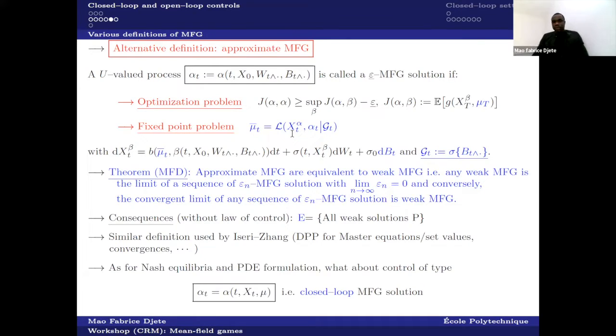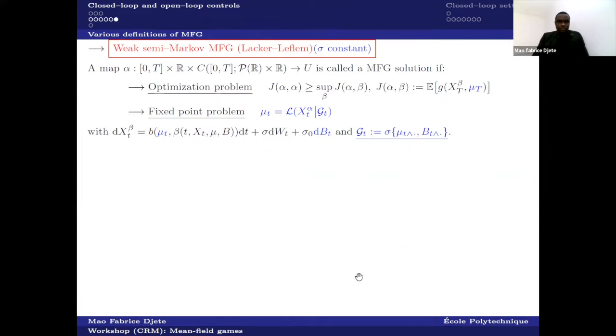So here I talked about Nash equilibria. Naturally, what about the control of this step? In other words, we can call it a closed loop mean field game solution. There is the notion of Lacker and Lefebvre in the case where the diffusion coefficient sigma is constant. What they call a weak semi-Markov mean field game solution will be something like that, where it is no longer a process, but now a map of time, state and distribution. And so there is a fixed point, there is optimization.